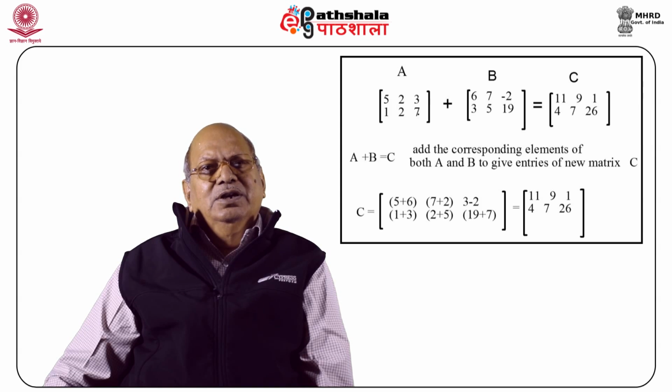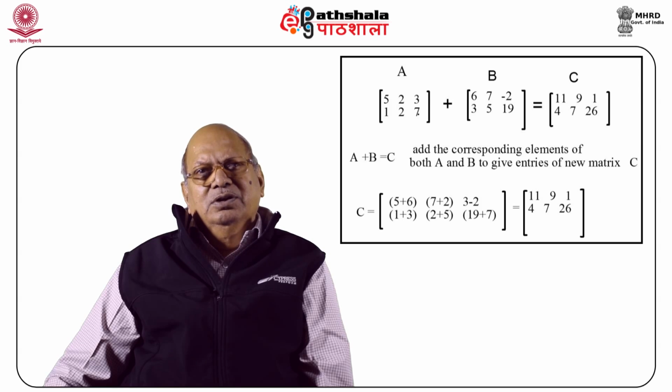Now orthogonal matrices. A square matrix is said to be orthogonal if, when multiplied by its transpose, it gives the identity matrix I or E.